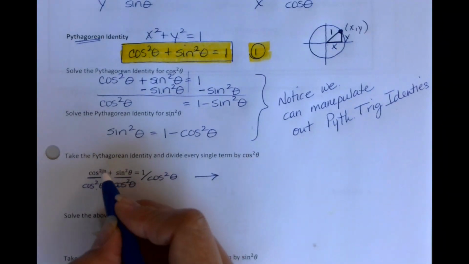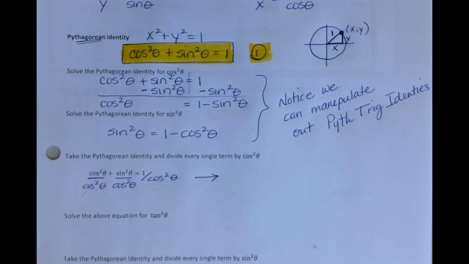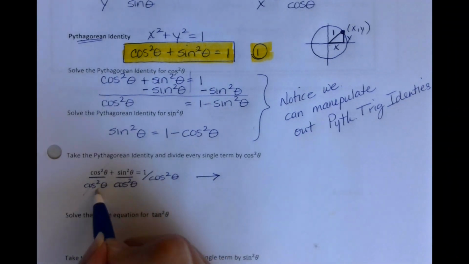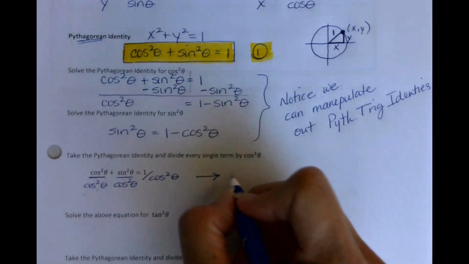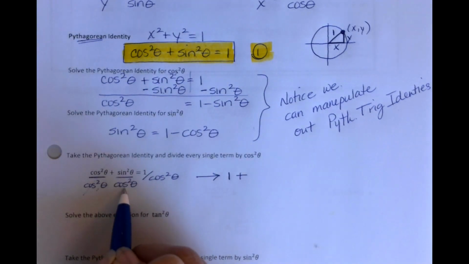I know you guys are going to be tempted to do this and say cancel, but my fear is when you say cancel, you say 0. Cosine squared theta over cosine squared theta is a 1, plus sine squared over cosine squared.